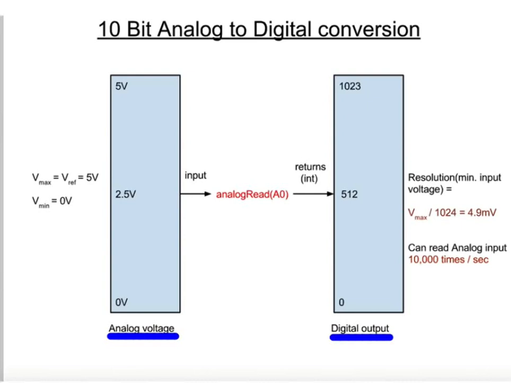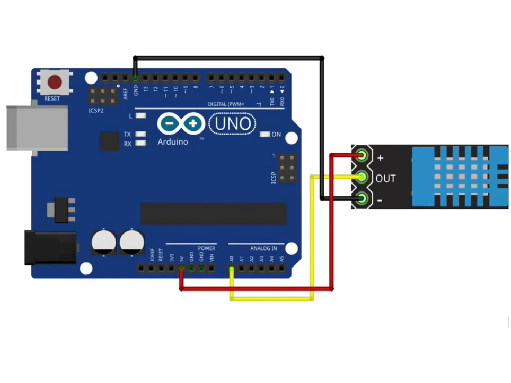This sensor collects analog values and gives it to the Arduino Uno. Arduino ADC pins will convert these analog values to digital values. Next, we will understand the concept of resolution. Arduino Uno has 10-bit resolution. This means it can detect 2 to the power of 10, that is 1024 discrete analog levels.